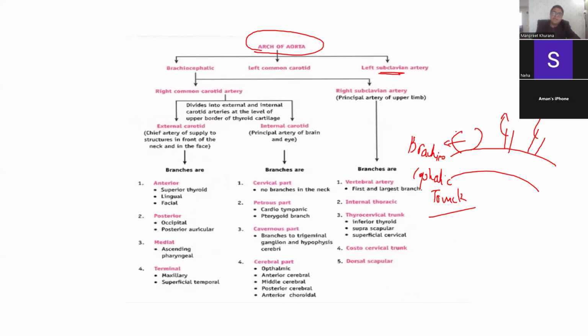Now, from this brachiocephalic trunk, there are two branches: common carotid and right subclavian. Look, on the left side, if you see, this is the left, this is the right. On the left side, the directly arising branches are common carotid and left subclavian. But here the common carotid and subclavian are derived from the brachiocephalic trunk, not directly.